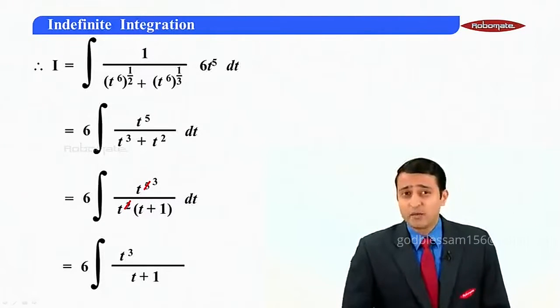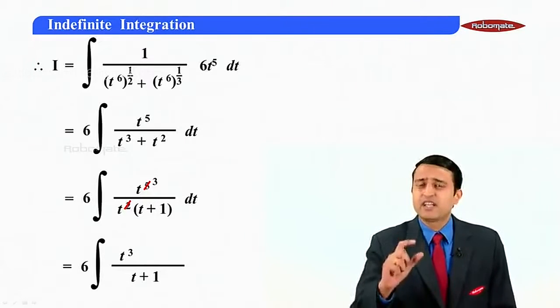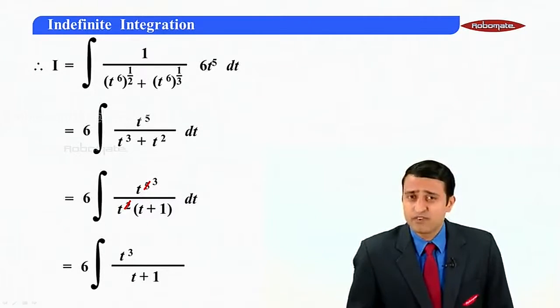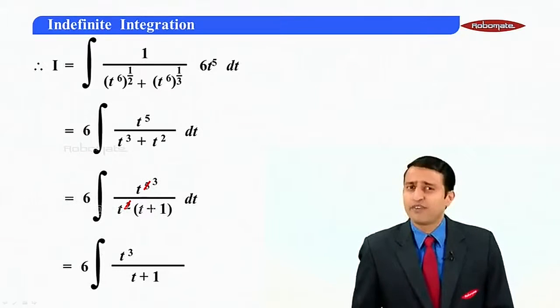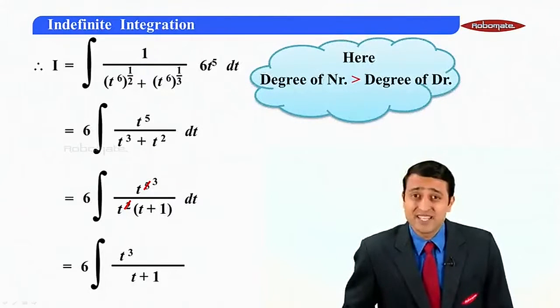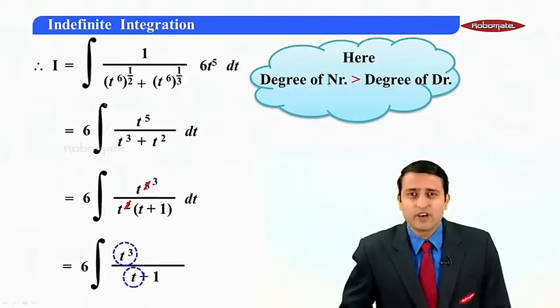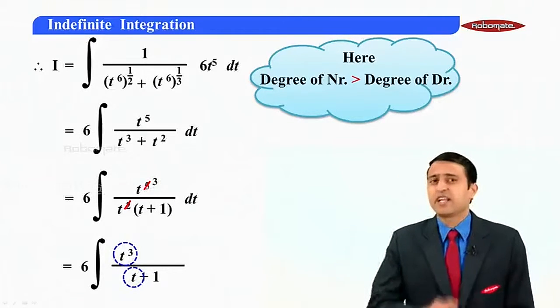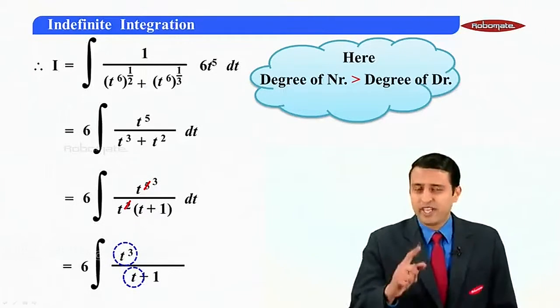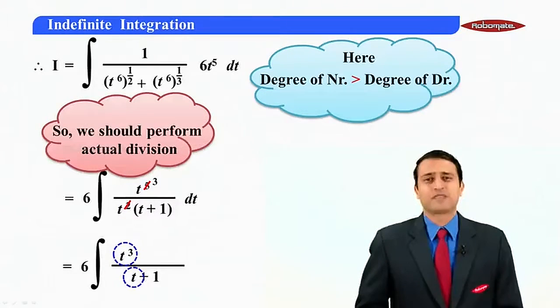Now ideally my students, if I talk about integration, this is integral of a function which is of the form p of x upon q of x, that is polynomial upon polynomial. And in this case, can I say degree of numerator is greater than degree of denominator? You can check here. Degree of numerator is greater than degree of denominator. So technically, I am supposed to perform actual division.